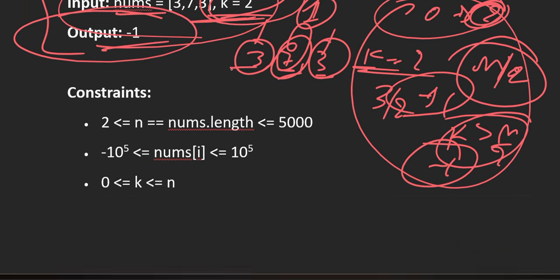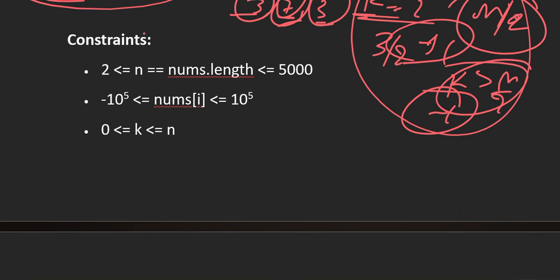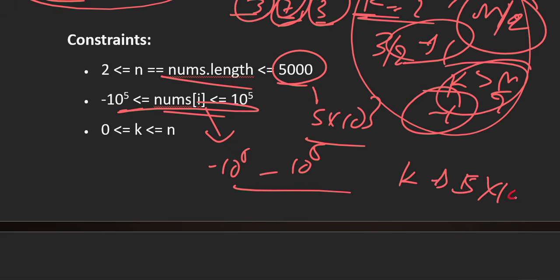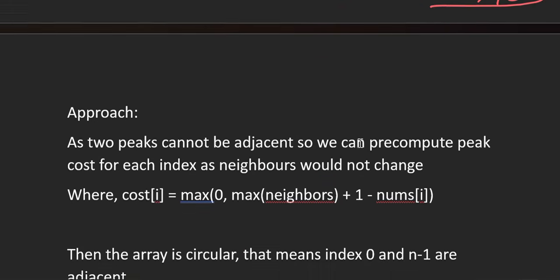So let's see the constraints. Here the array length can be up to 5 into 10 to the power 3, and each element nums[i] can be from -10 to the power 5 to 10 to the power 5, and k can also be up to 5 into 10 to the power 5, right? So let's see the approach.